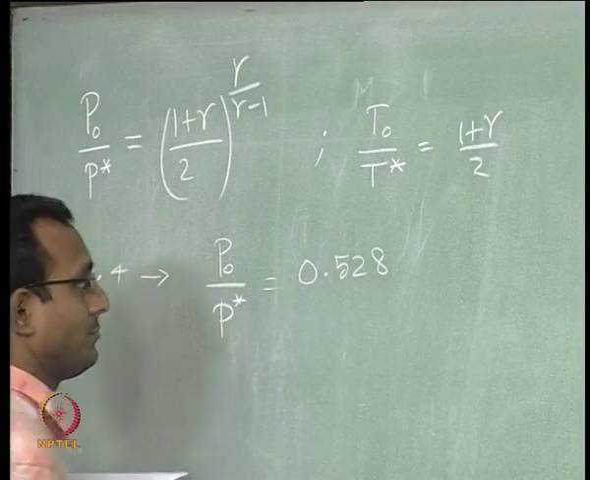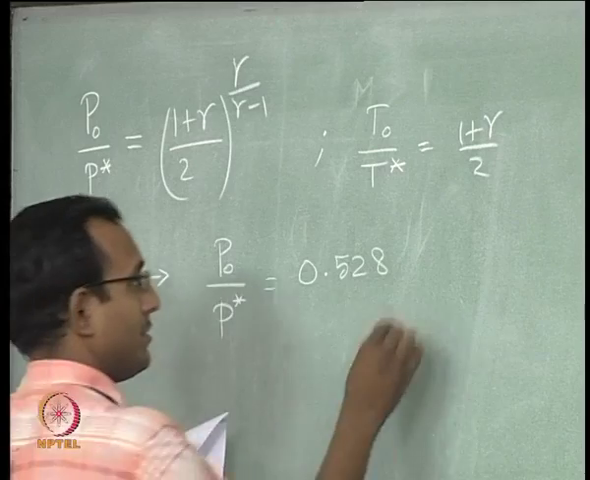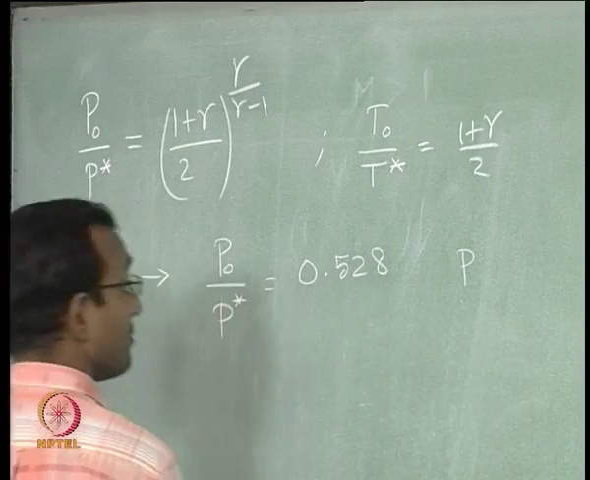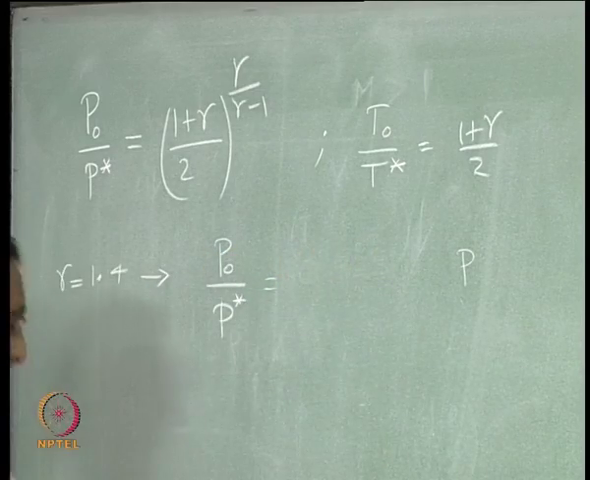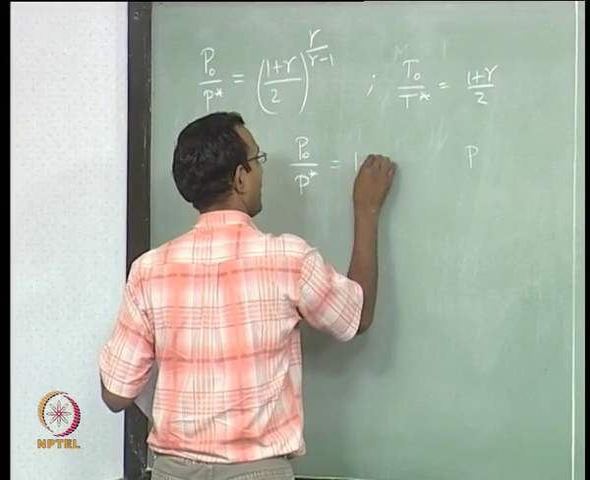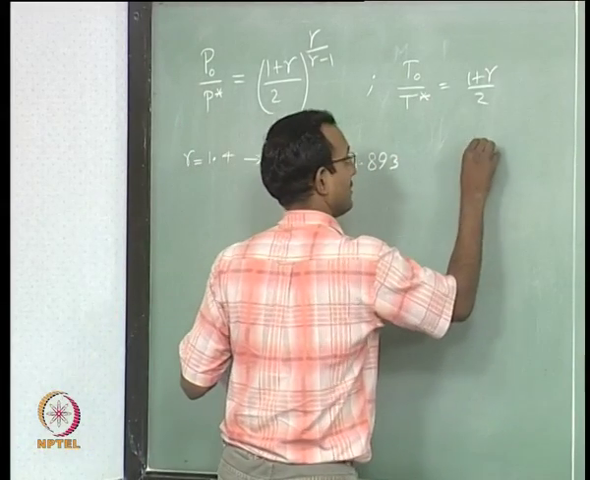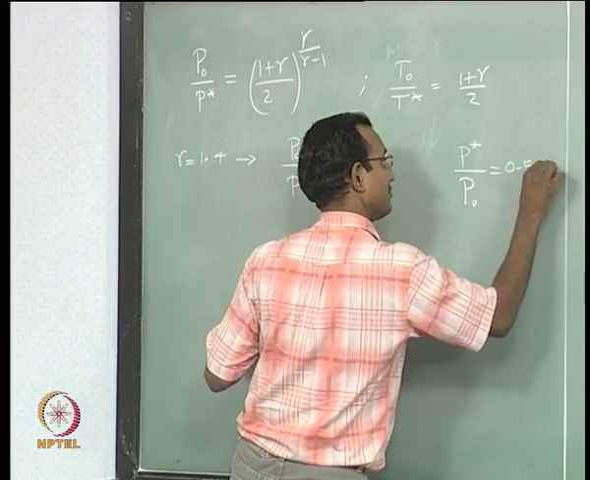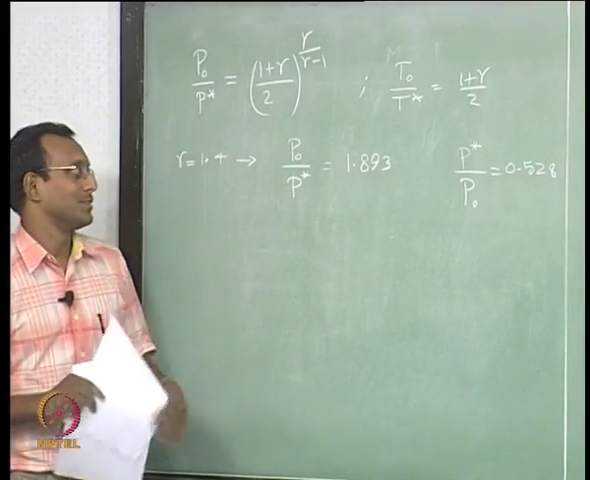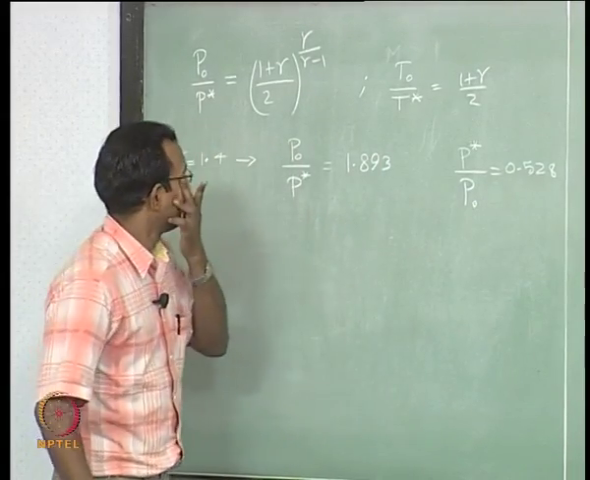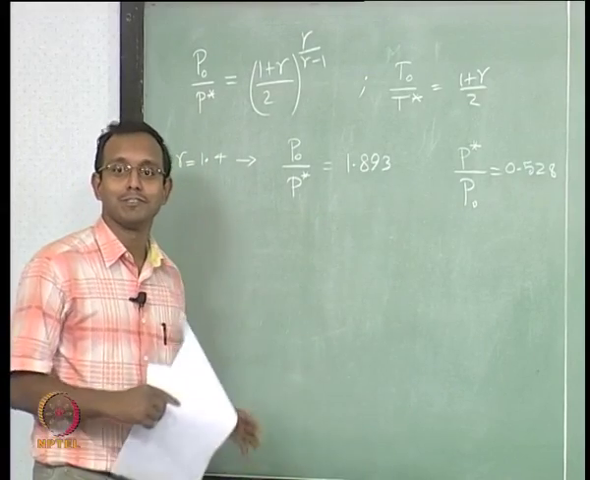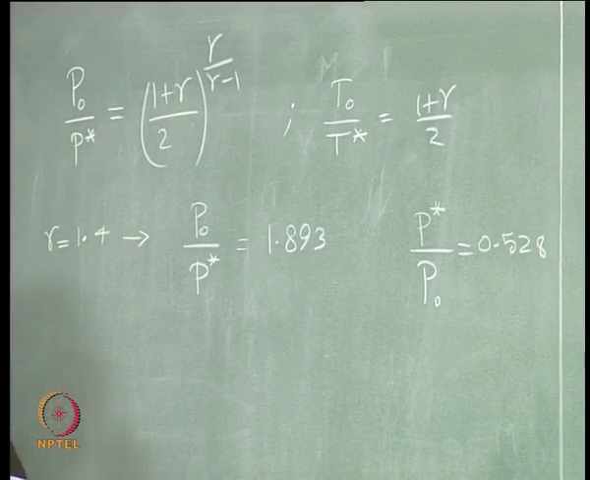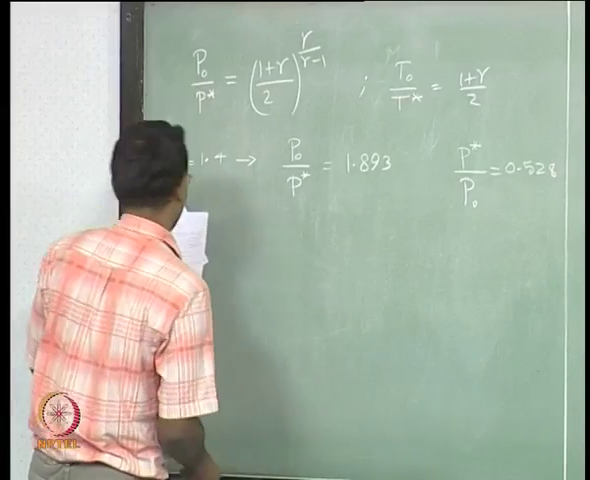It is a nice number to remember. Maybe sometimes you may need to remember, I think I made a mistake somewhere. This is not 0.528, it cannot be less than 1, it is 1.893, and 0.528 is the reciprocal of that. Remember both of these numbers, one is the reciprocal of the other. Sometimes this will be useful, sometimes that will be useful. Just for a quick check, nice numbers to remember. 0.528 is easier to remember I think than 1.893, it is up to you.